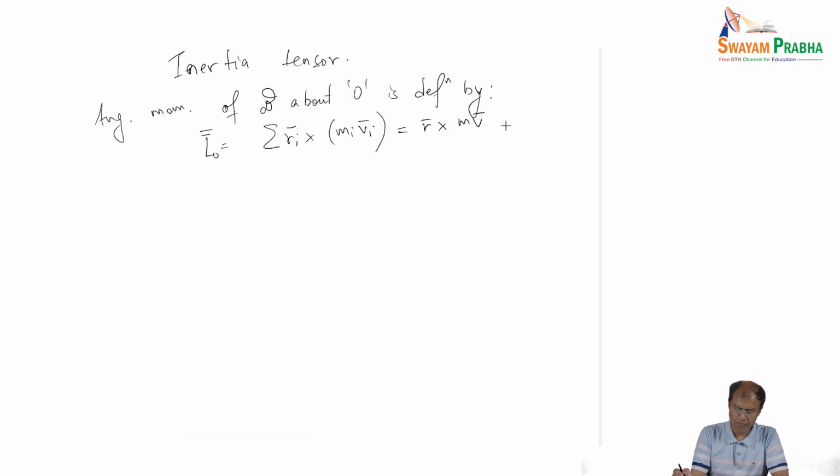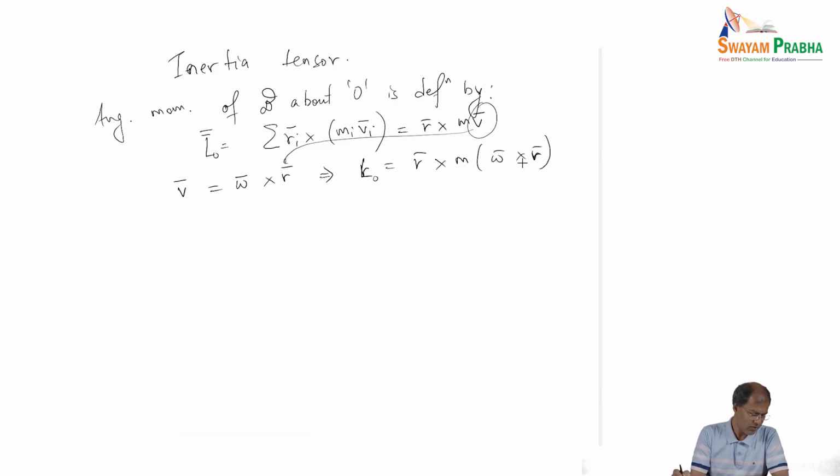And V is omega cross R. Now let us substitute the value of V here. So what have we got? L naught is R cross M times omega cross R.